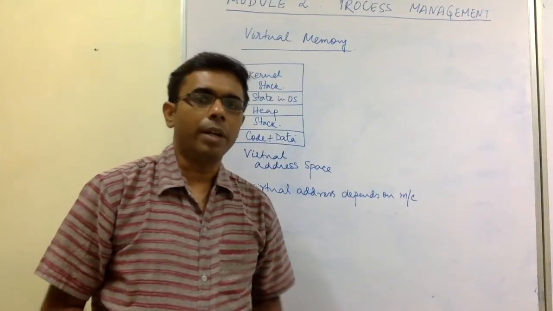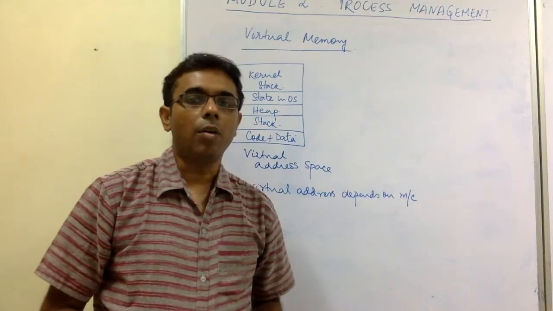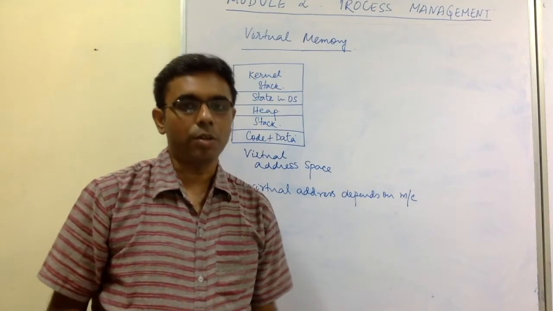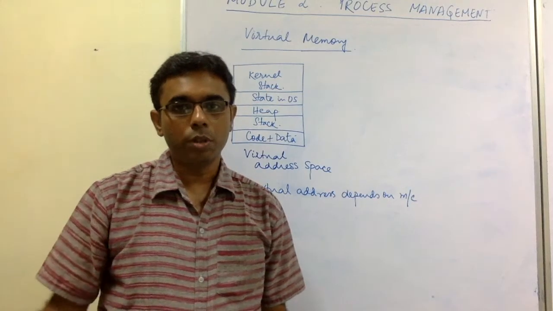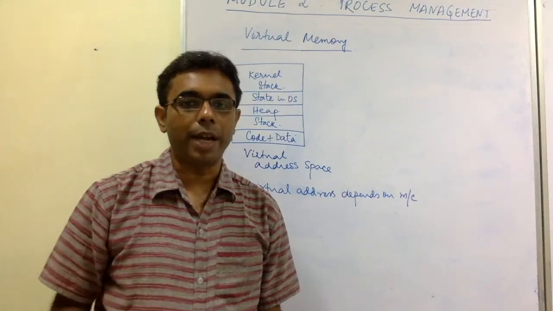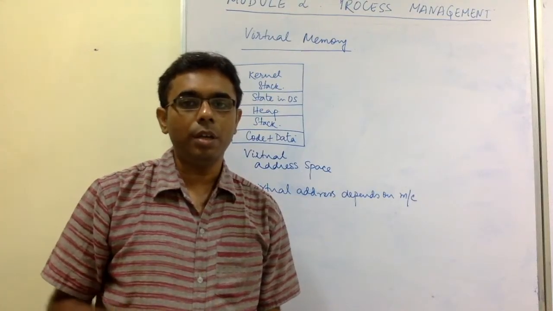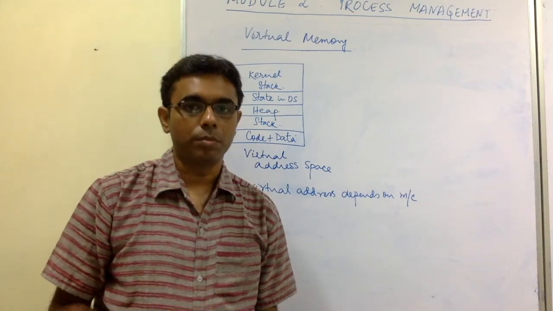Now we'll talk about an interesting concept called virtual memory, and we'll see how the address space of a process gets mapped to the physical memory. Where does it locate, how does the OS keep track of that, and what is the view as seen by the programmer or the CPU? Okay?